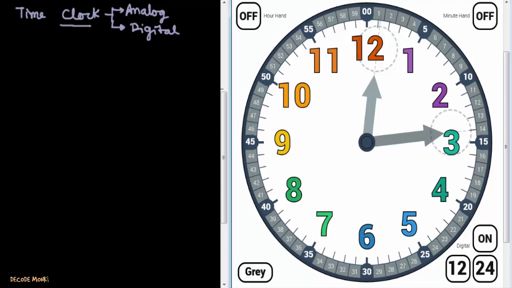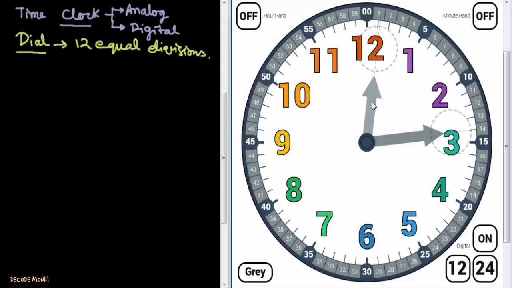Next, the dial of a clock is divided into 12 equal divisions marked as 1, 2, 3, 4, 5, 6, 7, 8, 9, 10, 11, 12. So there are 12 equal divisions over the dial. This circular thing you see is called the dial of the clock. It has got 12 equal divisions, which you can see over here.